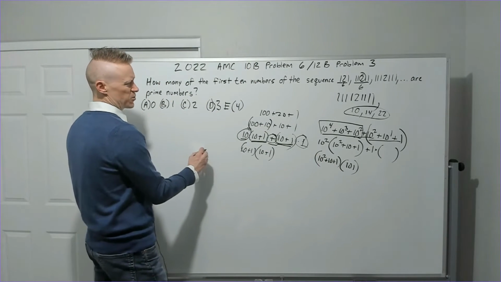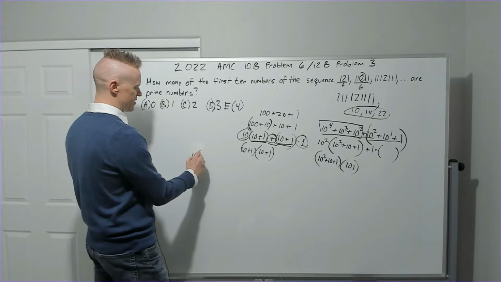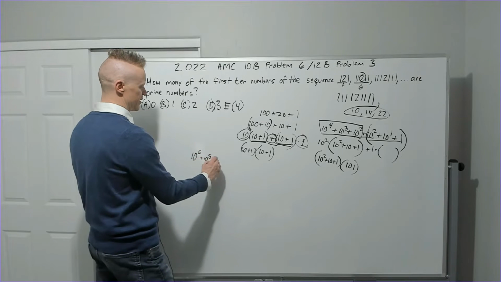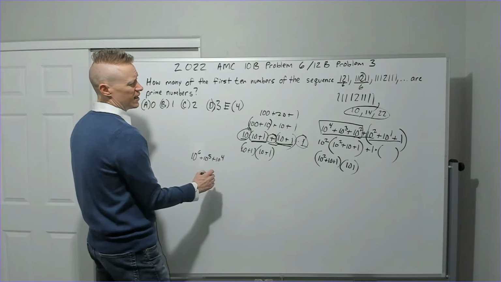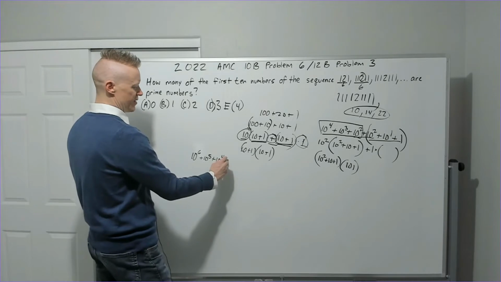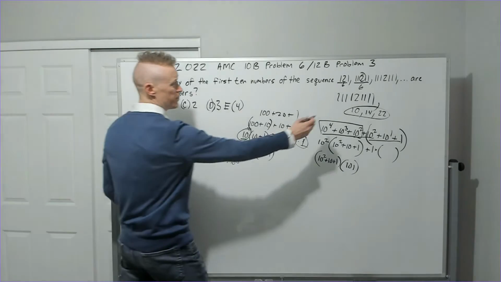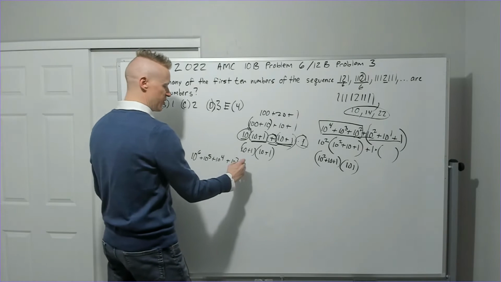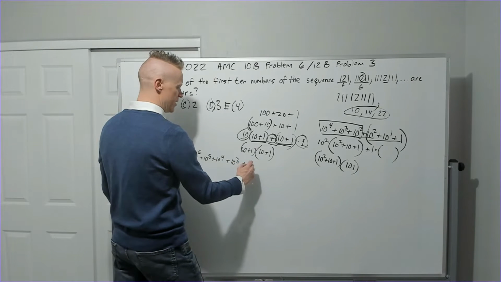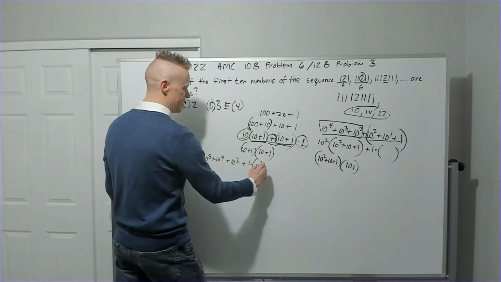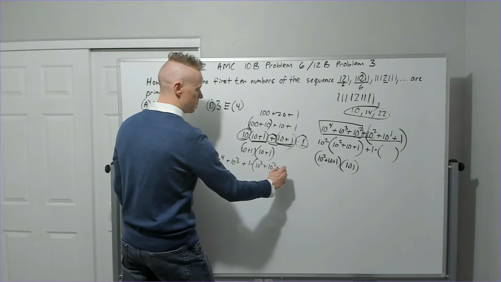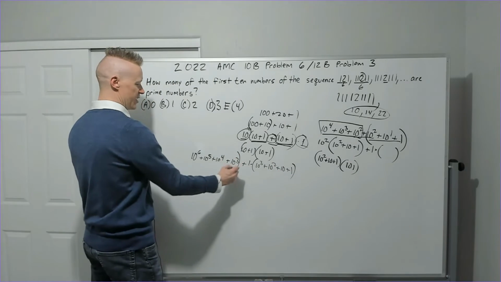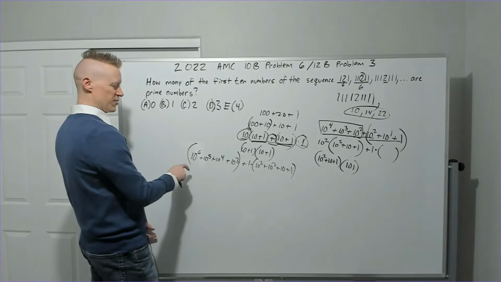So the next one's going to have 10 to the 6th plus 10 to the 5th plus 10 to the 4th. And you'll have 3 terms and then your repeated one. The repeated one is now in the thousands place. So it's 1,000 or 10 to the 3rd. And then you're going to have a 1 times that, 10 to the 3rd plus 10 squared plus 10 plus 1. And you're going to group these 3, factor out 10 to the 3rd.